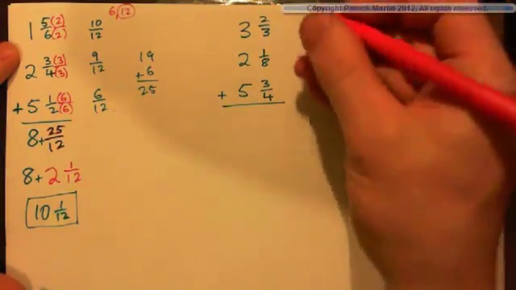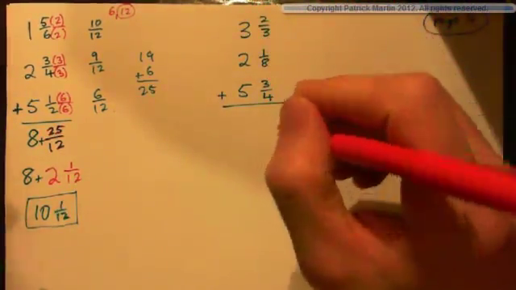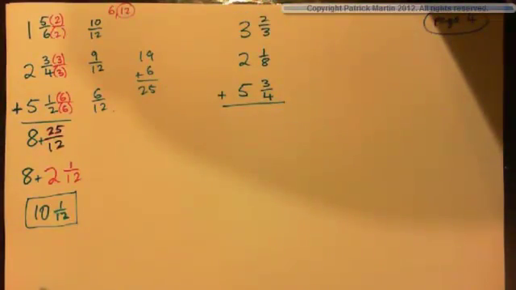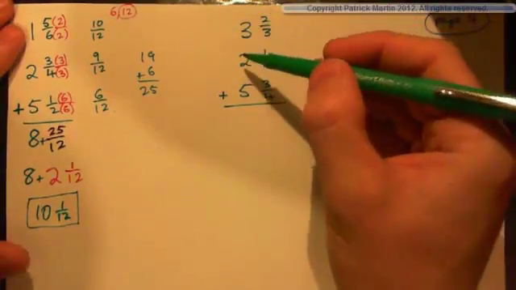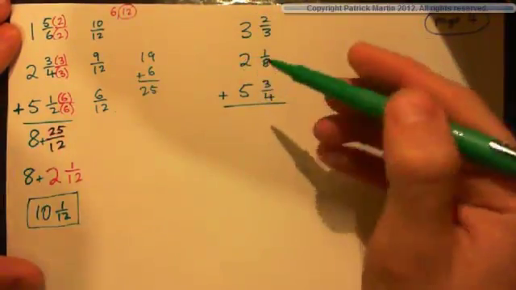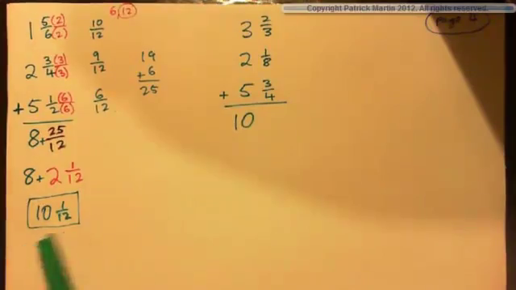Okay, this guy, I've got thirds, eighths, and quarters. So what's the lowest common denominator for these three fractions? Oh, first of all, let's just add the numbers. 3 and 2 is 5, isn't it? 5 and 5 is 10. Okay, let's do that part. Now we'll deal with the three fractions.